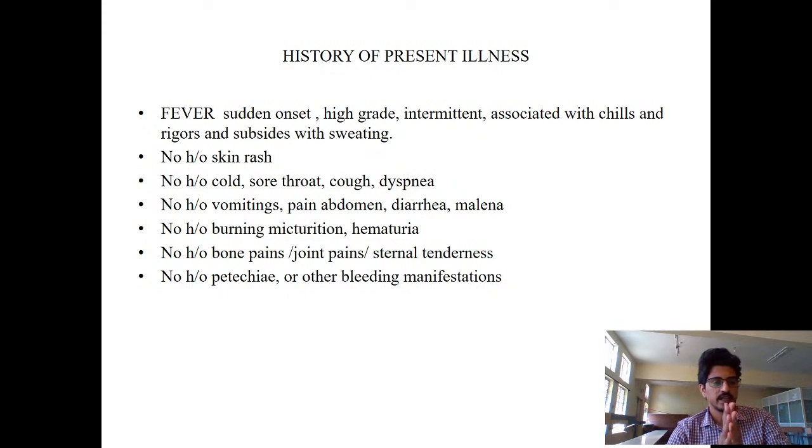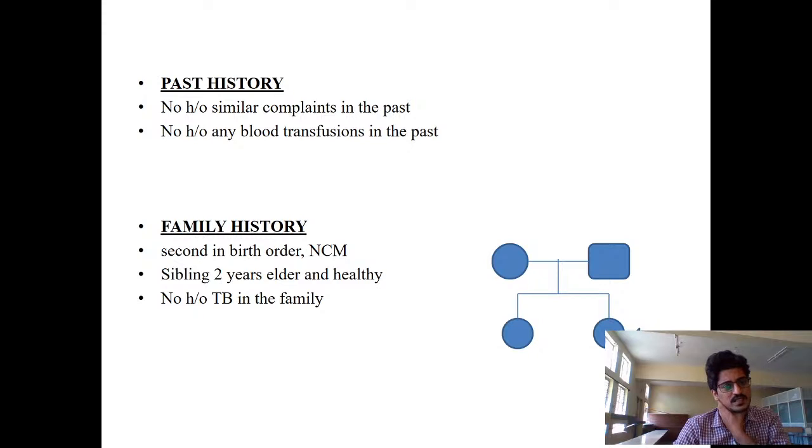So we have to see for any anemia, and in case of anemia and other findings, we have to go to the abdominal examination for any reticuloendothelial organ enlargement like spleen enlargement. Past history: no history of similar complaints in the past, no history of any blood transfusions. Family history: second in birth order, sibling is 2 years elder and healthy, no history of TB in the family. So the only presenting complaint is fever.